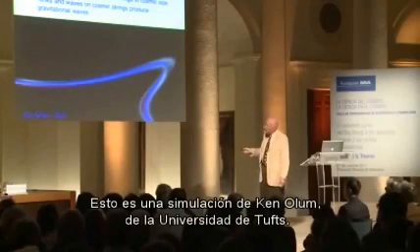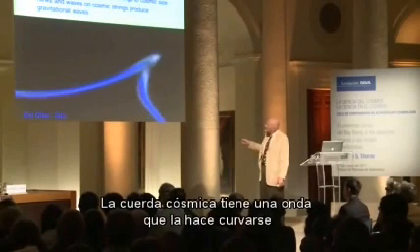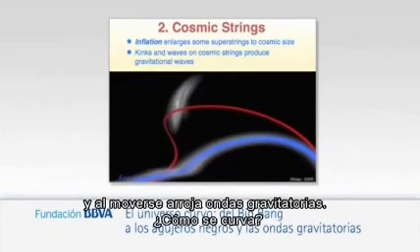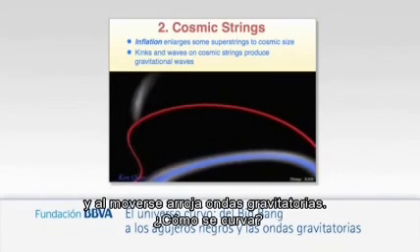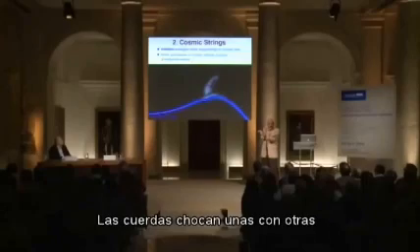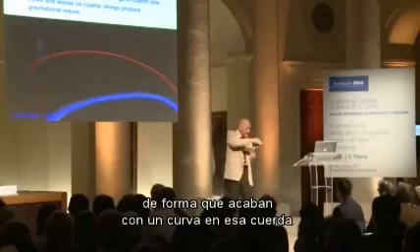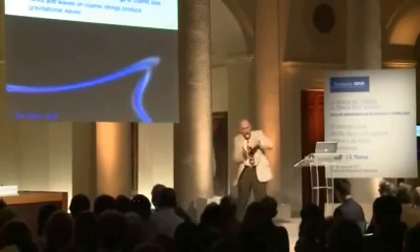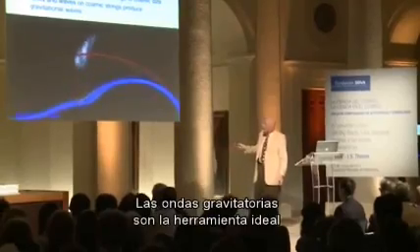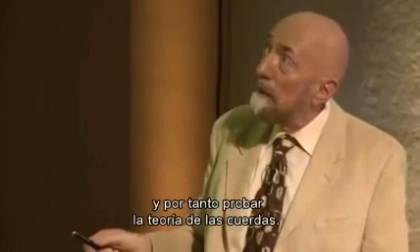This is a simulation by Ken Olum at Tufts University of a cosmic string that has a kink on it, a bend in it, and it throws off gravitational waves as this bend moves. How would you get a bend? Well, strings would run into each other, collide, and when they collide with high probability they reconnect, and so you wind up with a bend in this string and a bend in that string when they reconnect. And gravitational waves are the ideal tool for searching for these things and thereby testing string theory.